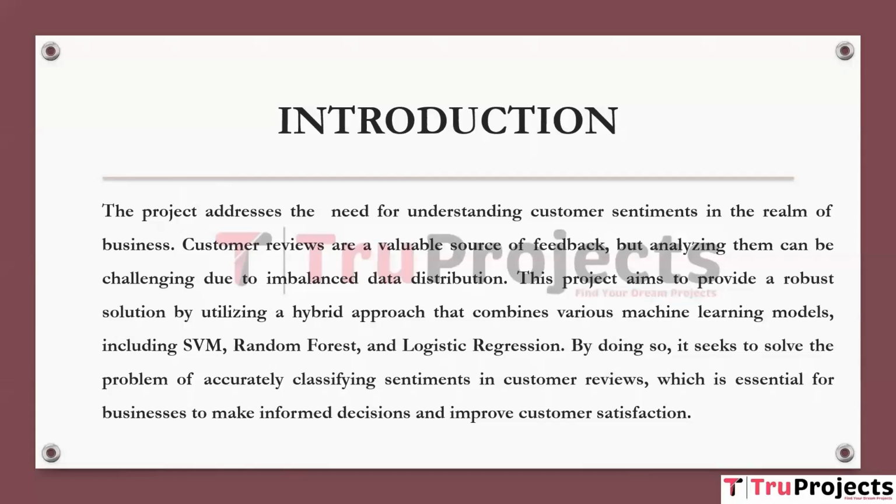This project addresses the need for businesses to understand customer attitudes. Customer evaluations are an important source of feedback, but assessing them can be difficult owing to the uneven distribution of the data. This project intends to give a robust solution by combining multiple machine learning models such as SVM, random forest, and logistic regression. It tackles the challenge of properly identifying feelings in customer evaluations, which is necessary for a business to make informed decisions and boost customer happiness.